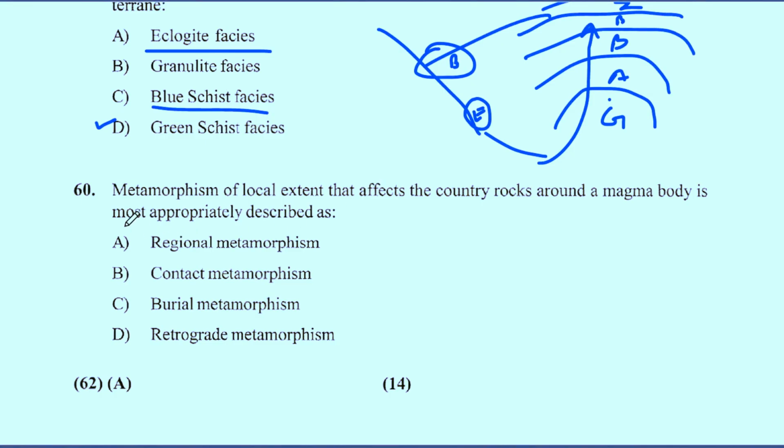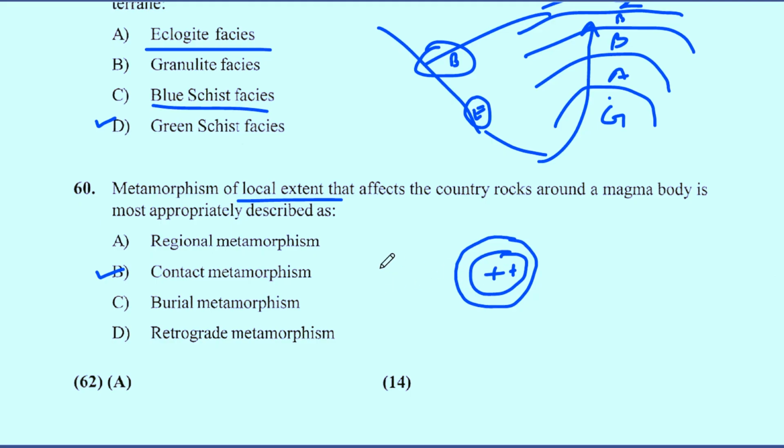Next question is: the metamorphism of local extent that affects the country rock around a magma body is. This is contact metamorphism. It is a simple question. Suppose some intrusion took place, and around this we get a local extent. We call that contact metamorphism.